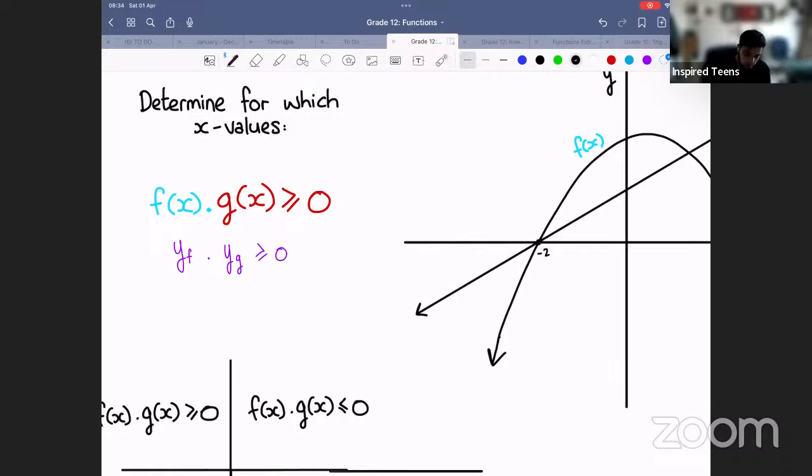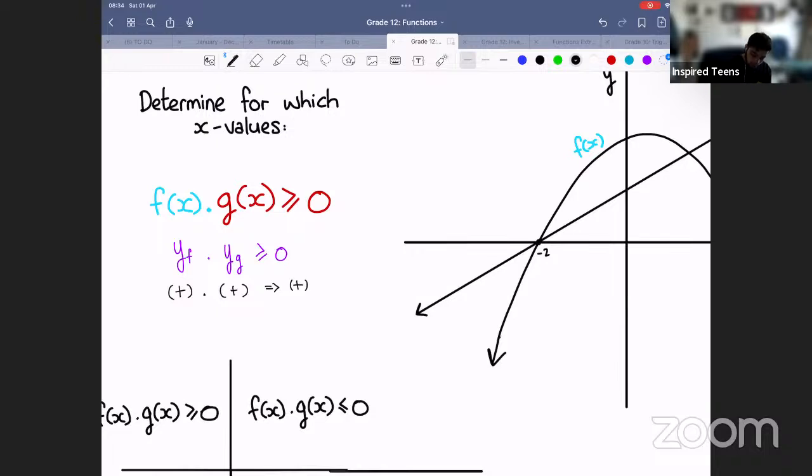So when do you get a positive in multiplication? Essentially, when you multiply a positive by another positive, that's when you get a positive.